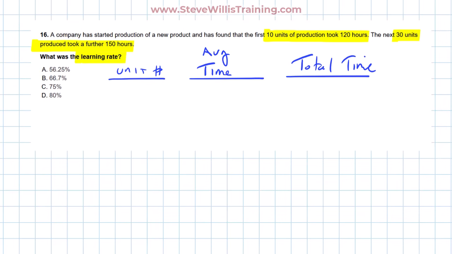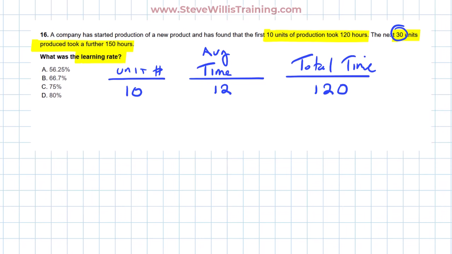Now let's enter the info that we found. The first 10 units took a total of 120 hours. So if we divide the hours by the number of units, we're going to get 12 hours per unit. Average time when we make 10. Now look at this. The next 30 units produced 150 hours.